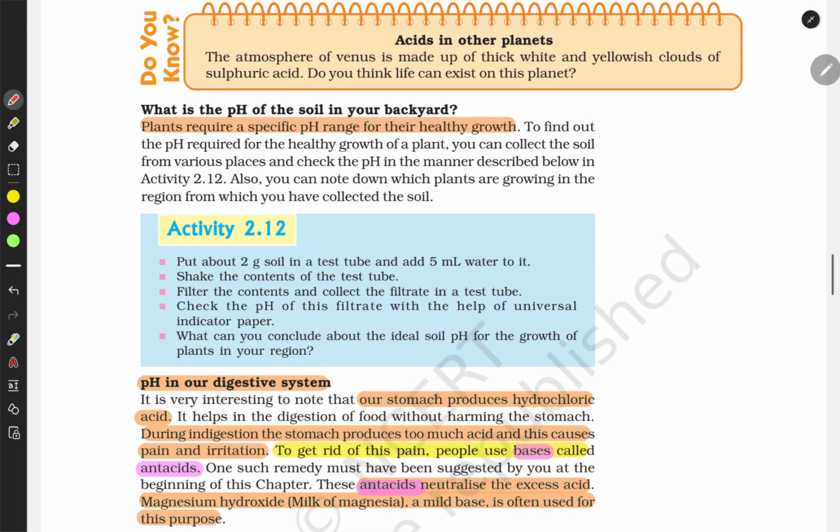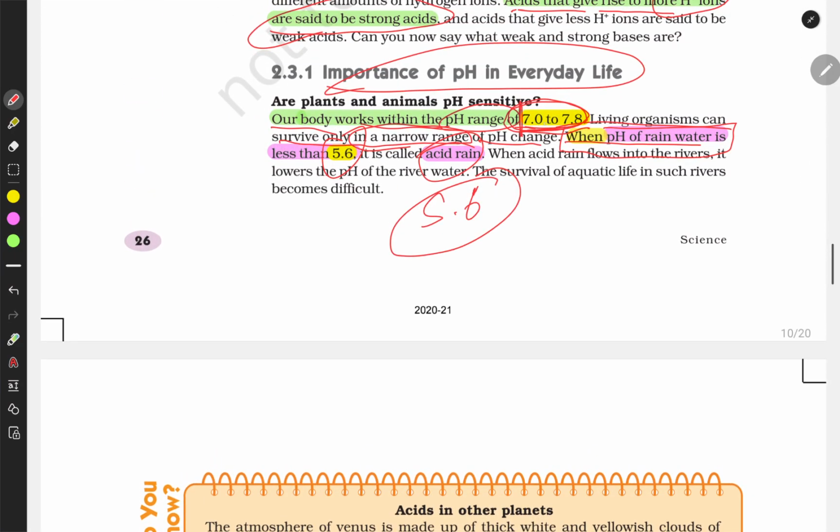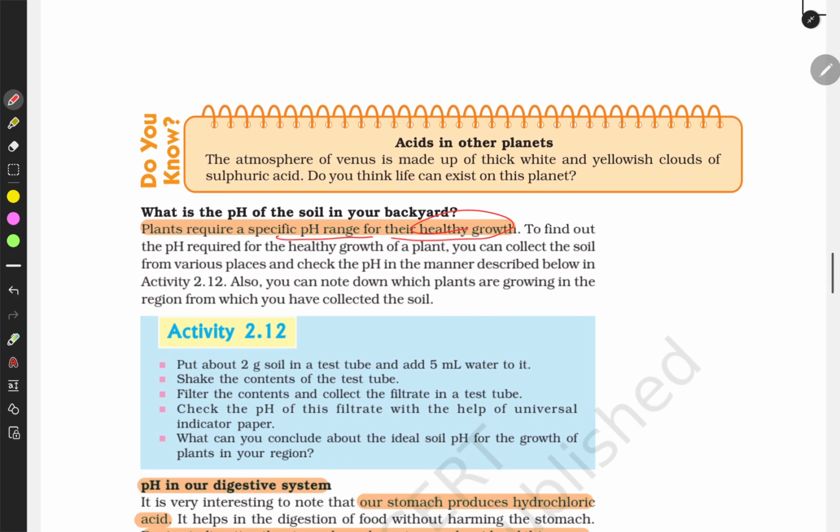And plants require a specific pH range for their healthy growth. So all the living organisms have some very narrow range of pH in which they survive.